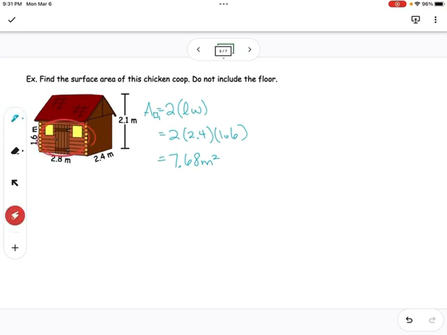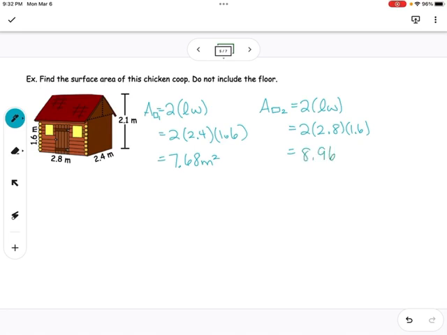Looking at rectangle 2, there will be 2 of those. So area of rectangle 2, there's 2 of them where we do length times width. The length here is 2.8, the width 1.6. Two times 2.8 times 1.6 gives us 8.96 meters squared.